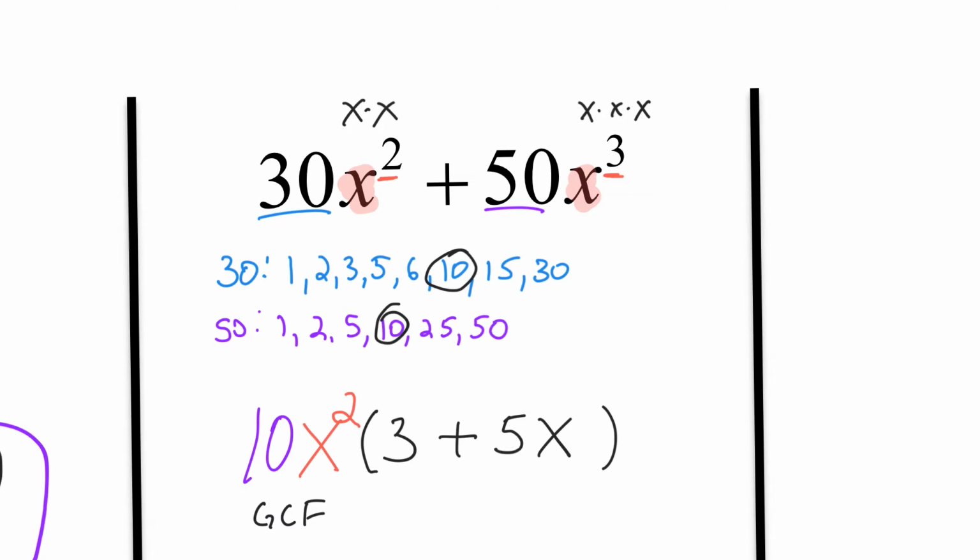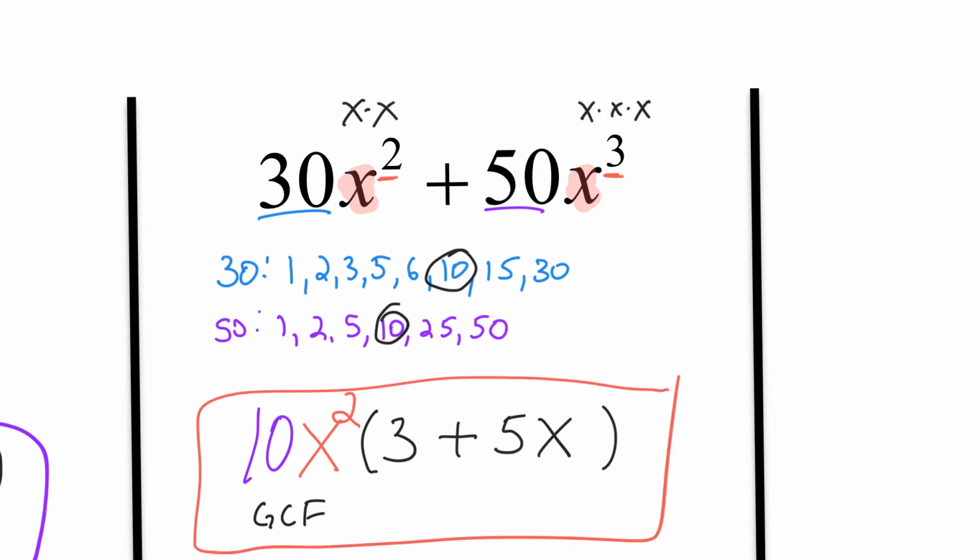Now, if you guys distribute, remember we are undoing the distributive property, but if you actually multiply 10x squared times 3, that's going to be 30x squared. 10x squared times 5x, 10 times 5 is 50. x squared times x is x cubed. So we get the same polynomial back. And that's the thing, guys. If you multiply and you do not get the same polynomial, if a sign is different or a number is different, the answer is wrong. So my answer, my factors are 10x squared times 3 plus 5x.